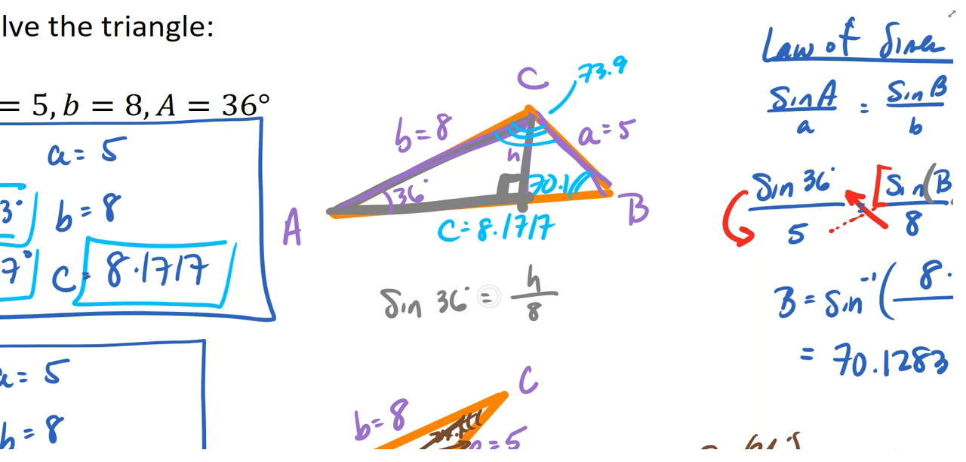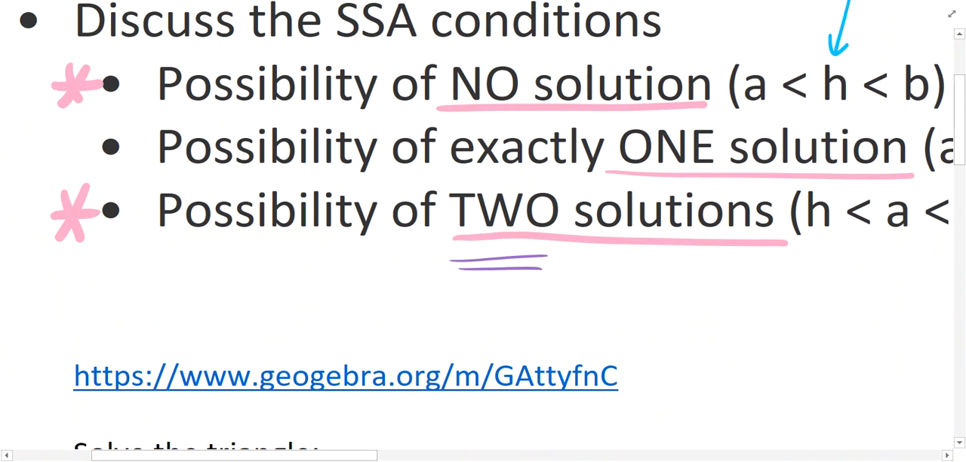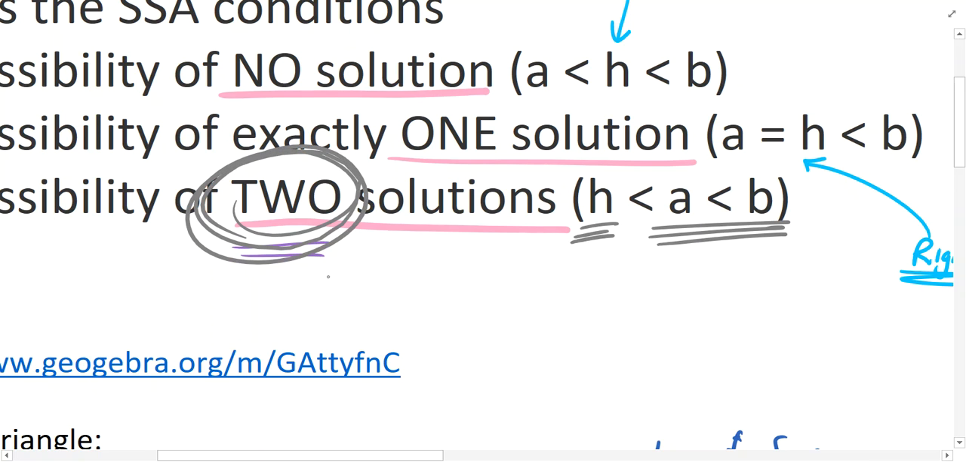So sine of 36 degrees is equal to the opposite side length divided by the hypotenuse, using simple right triangle trigonometry. You'll notice that side length h in this case is 4.7023 units in length, and that 4.7 is less than both 5 and 8. Since h, 4.7, was less than both 5 and 8, we would have recognized that there are two solutions to that triangle.